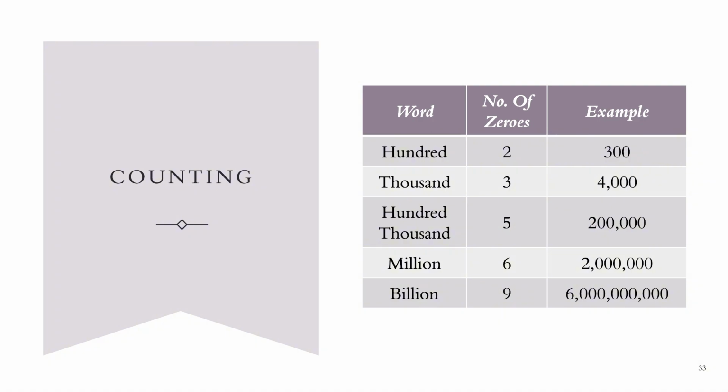Remember that after every 3 zeros we put 1 comma. This helps us remember at what level of the word we are standing in our counting.